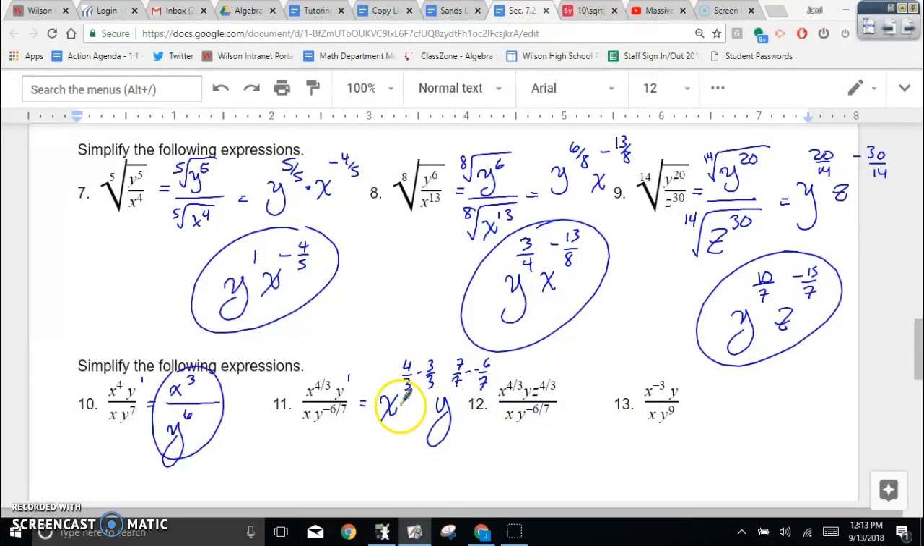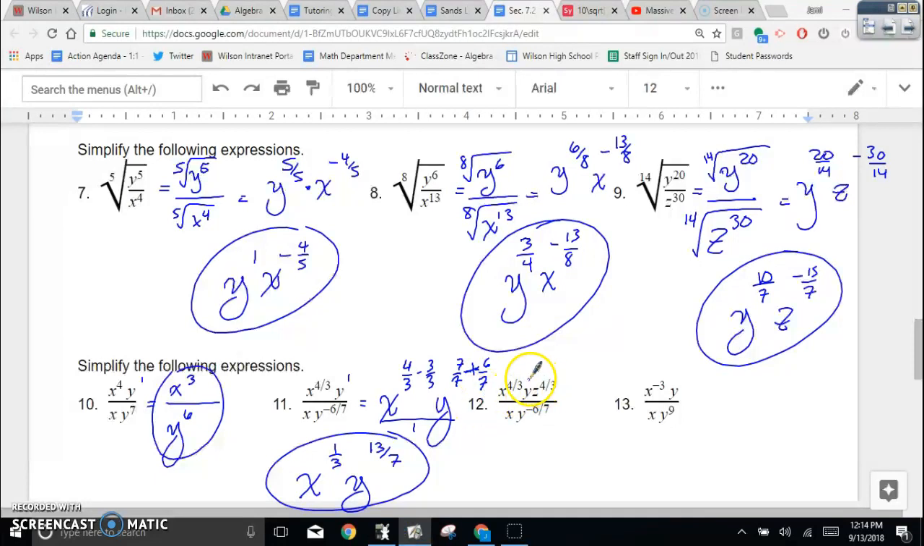So when I do this math, and if you want to put it over 1, you can, but nothing's left on bottom. So this will be x to the 1/3 times y to the 13/7. Now remember, 2 negatives make a plus. This turns into a plus. 7 plus 6 is 13. That's how I arrived at that final answer. Again, if you want to put it over 1, you can do that.